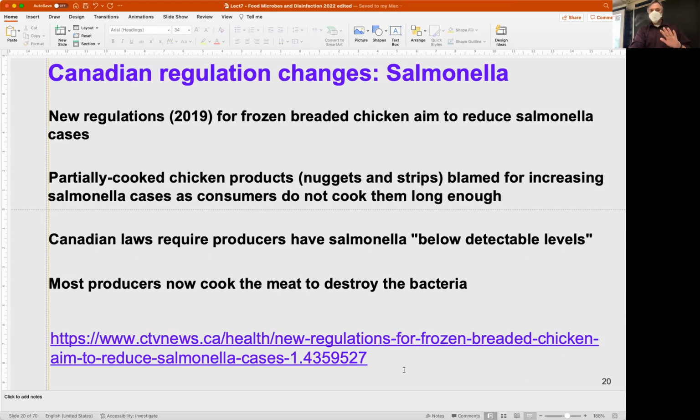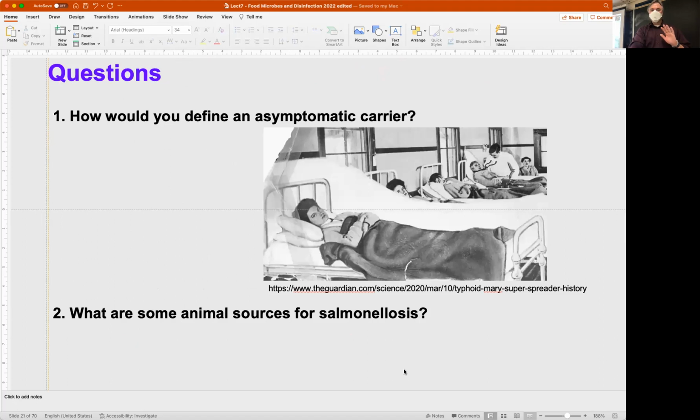There's a slide about salmonella regulation changes in Canada. And here's a picture of Mary Mallon, photograph from the 1920s. And I even linked the Guardian article I got this from. So you can see she's photographed laying in a hospital bed in isolation in New York.